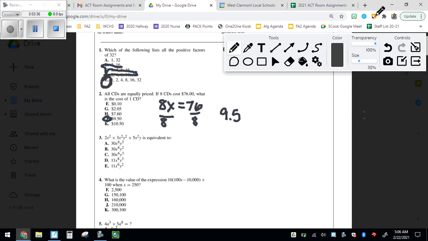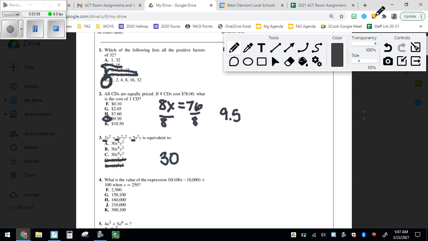All right, number 3 is a multiplying one. All right, so we need to multiply our numbers together first. So 2 times 3 times 5. That one's just calculator math. 2 times 3 times 5 is 30. So automatically I know it's not D or E because it needs to start with 30.